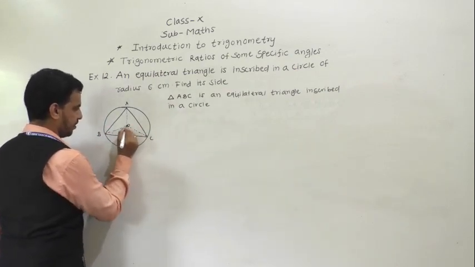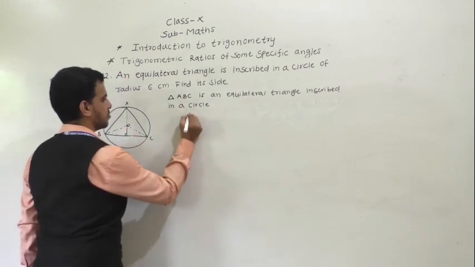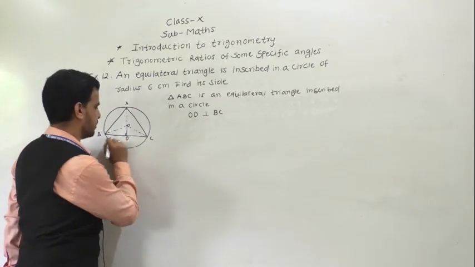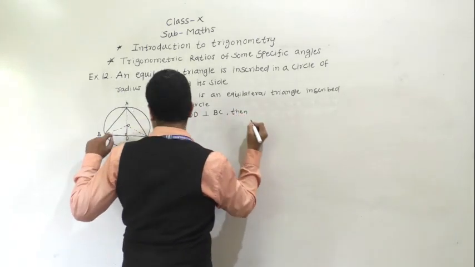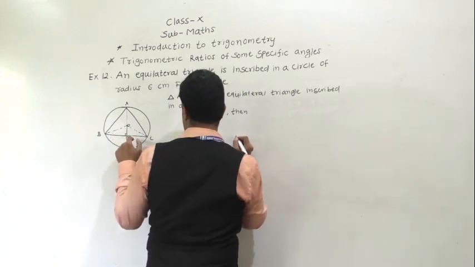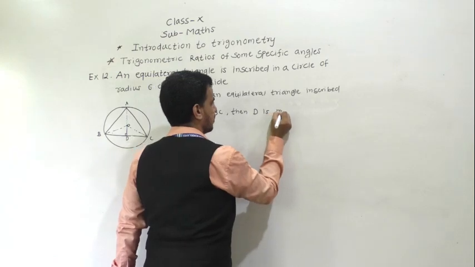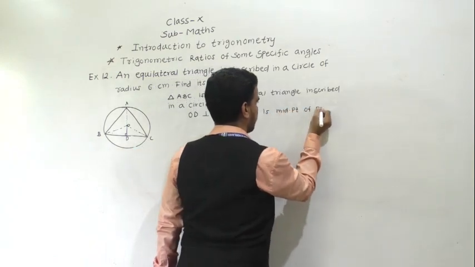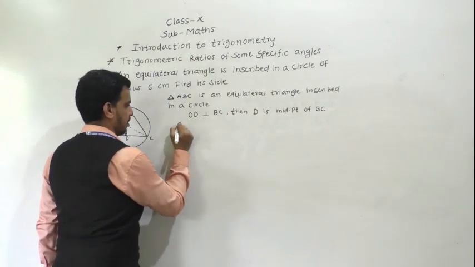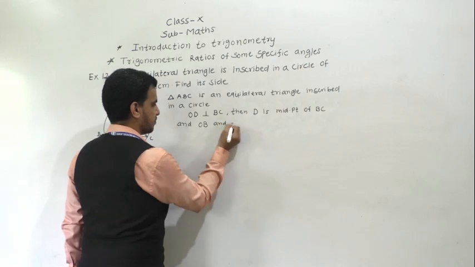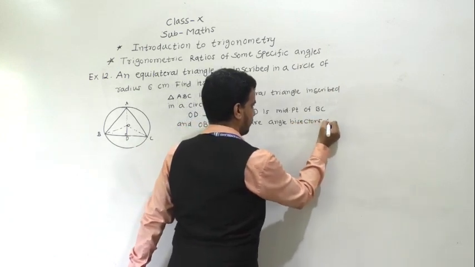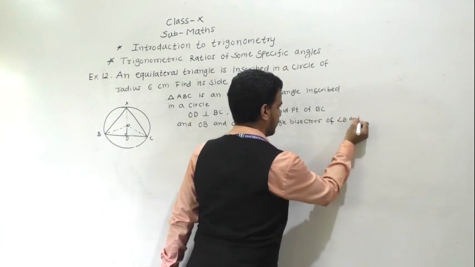If we draw OD perpendicular to BC, then D is the midpoint of BC. Because we know that if we draw a perpendicular from the center of a circle to a chord, and BC is a chord, then this perpendicular bisects the chord. So D is the midpoint of BC. Write here: D is the midpoint of BC. And OB and OC are angle bisectors of angle B and angle C.